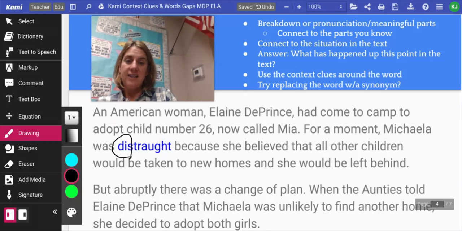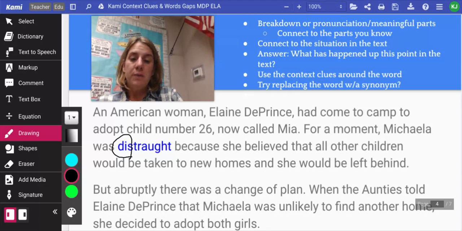So let's head into the text and see if we can make sure that we understand what's going on in the scene and look for some context clues. An American woman, Elaine DePrince, had come to camp to adopt child number 26, now called Mia. Oh, that's right, Michaela's 27. For a moment, Michaela was distraught because she believed that all other children would be taken to new homes and she would be left behind.